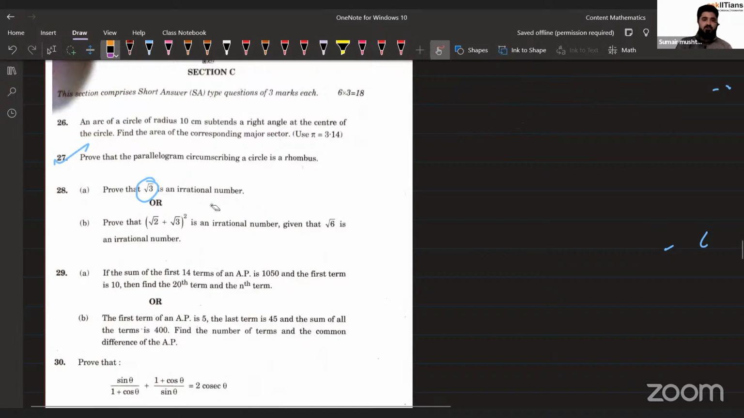And how to do this thing? When you evaluate this, you will get 2 plus 3 plus 2 root 6, and this is equal to 5 plus 2 root 6. So this is rational, this is irrational. So the sum of a rational and an irrational is irrational, given that root 6 is irrational. Simple, isn't it?